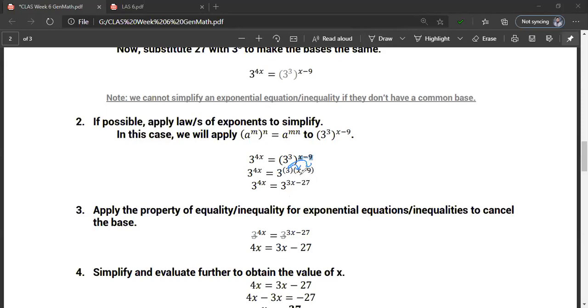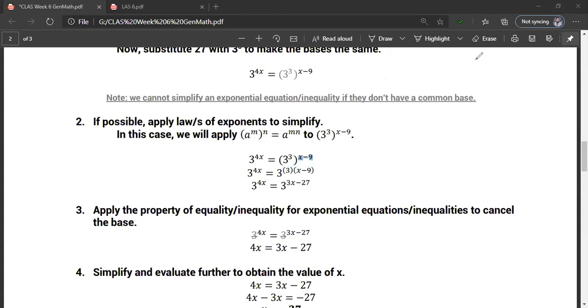So 3 times x is 3x. 3 times negative 9 is negative 27. So, simplify na natin. So we have 3 raised to 4x equals 3 raised to 3x minus 27. Ngayon po, since simplify na natin yung exponent, pwede na nating tanggalin yung base. O bakit natin tatanggalin yung base? Kasi may property po tayo para doon.